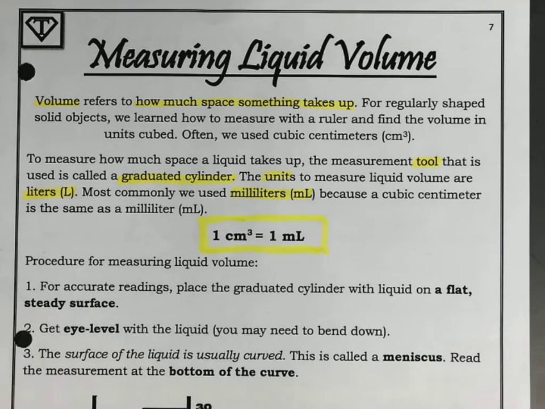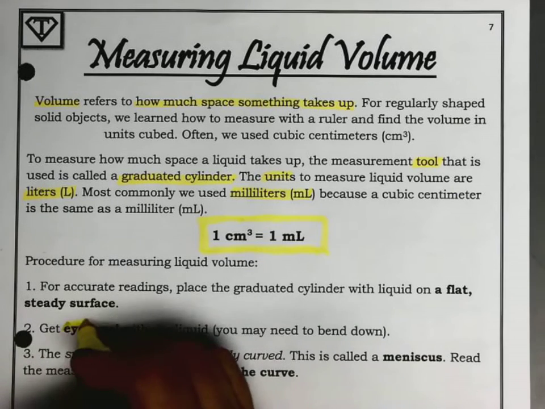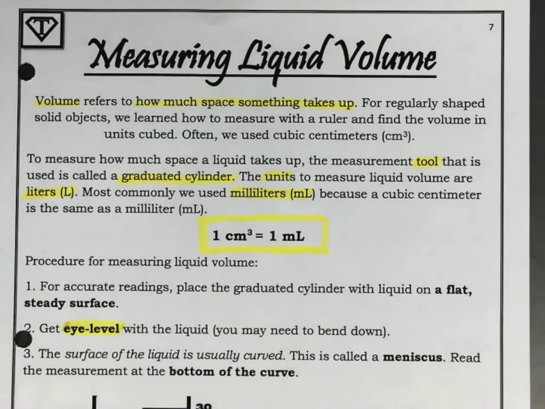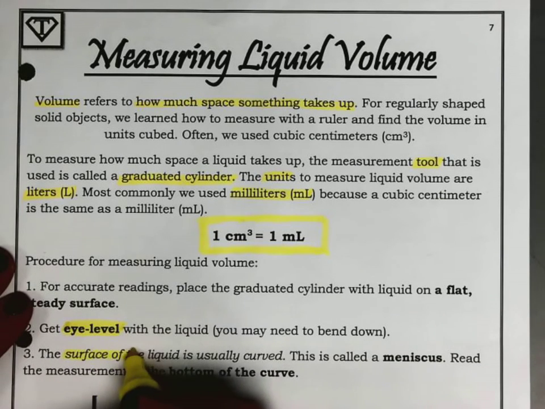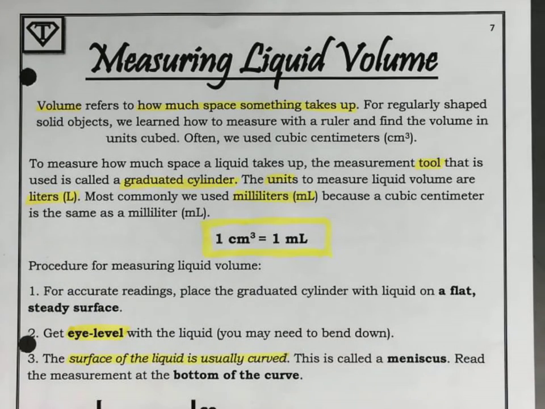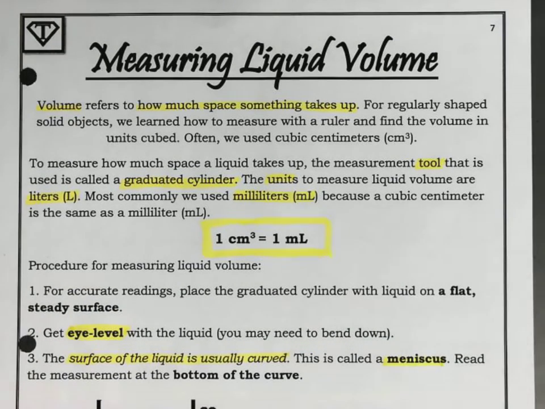Now, the procedure for measuring liquid volume: you want to make sure that you place the graduated cylinder on a flat and steady surface. And then you want to get eye level with the liquid. So you're going to have to bend down so that you are looking directly at the liquid at eye level. The surface of the liquid is usually curved. This is because the graduated cylinder is curved, so the liquid inside curves with it. And that curved line we call a meniscus. You always want to read your measurement at the bottom of that curve.